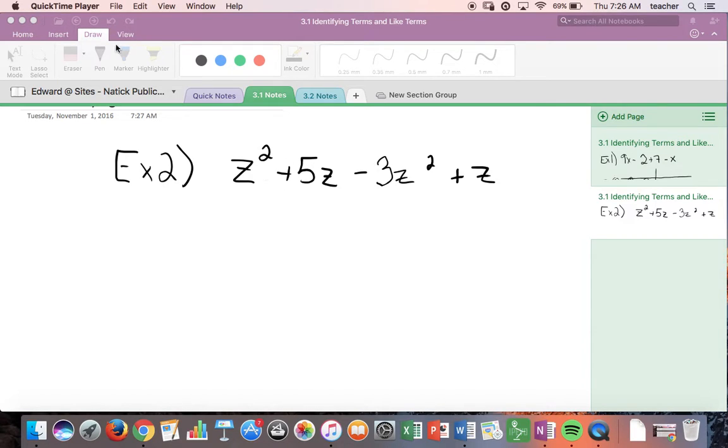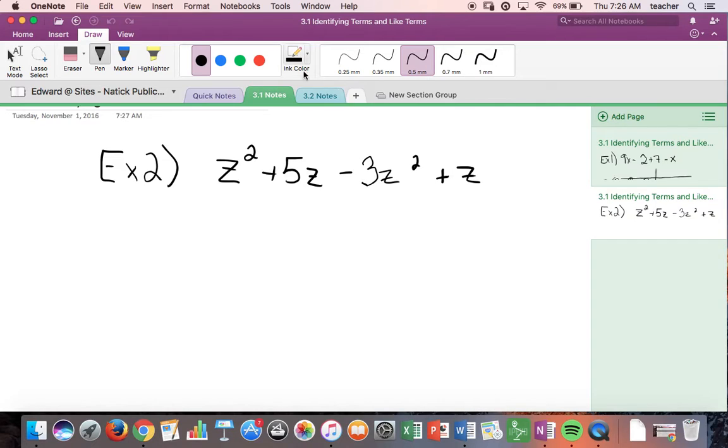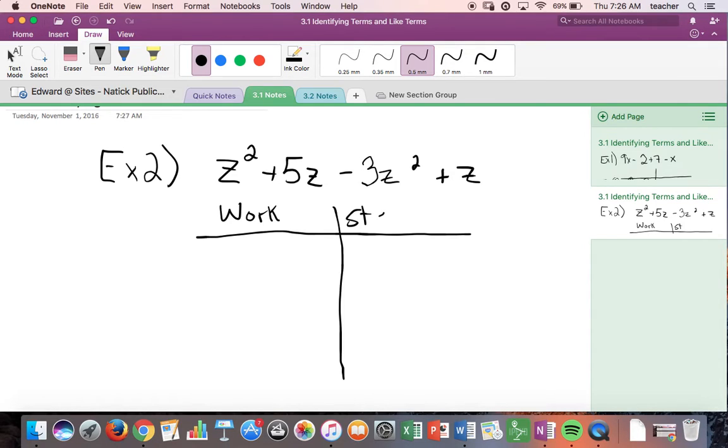So in this example, what I did was, instead of having constants in here, so obviously there are no constants in this example because every term has a variable with it. So now we're going to go through and start off again by making our t-chart. So let's make the t-chart. I'll work on the left. Steps on the right.